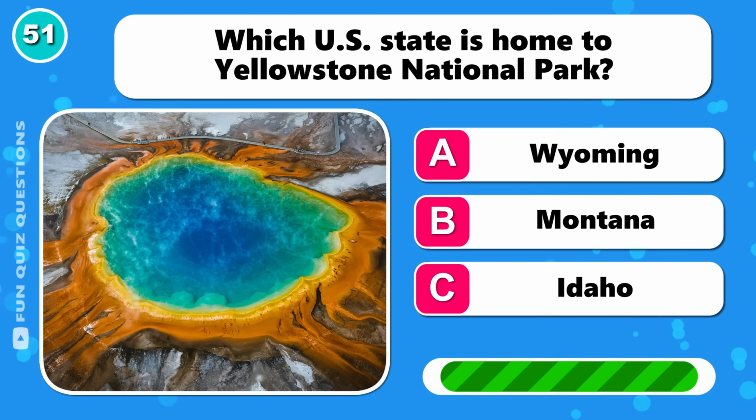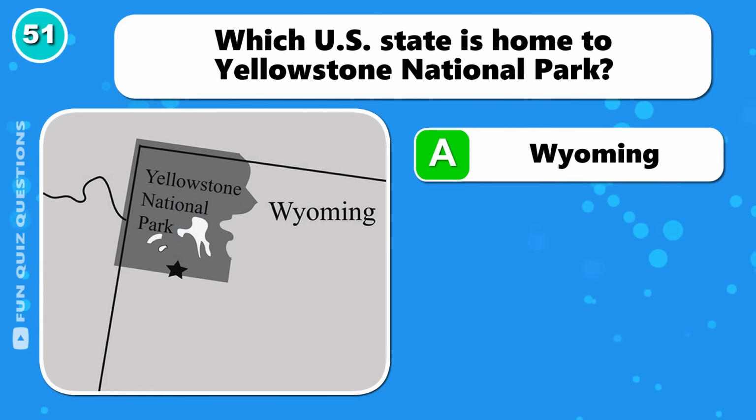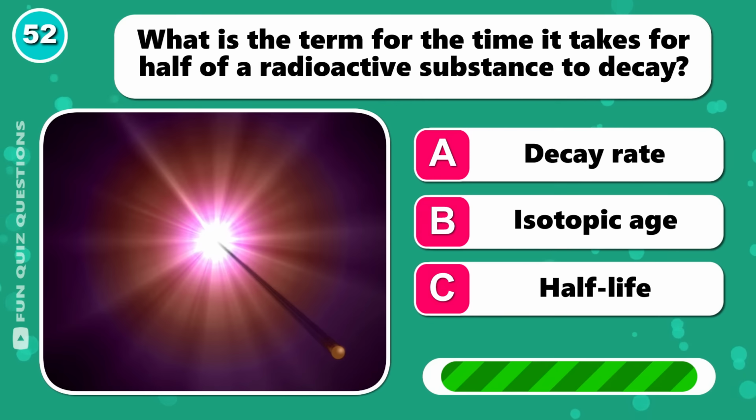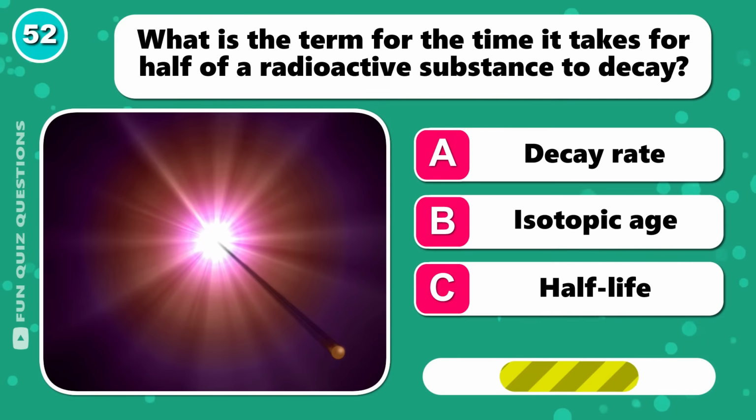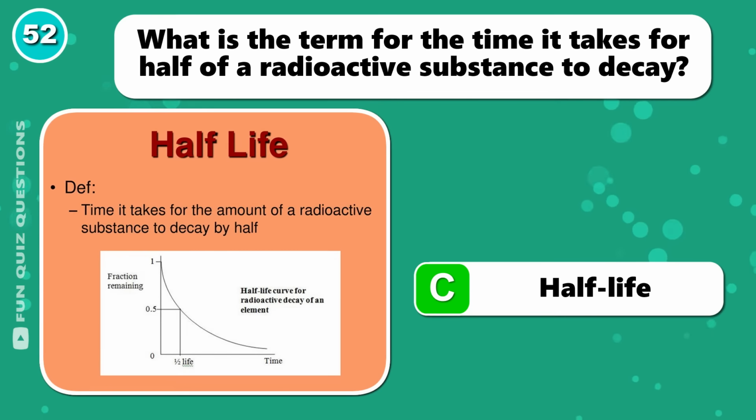Which U.S. state is home to Yellowstone National Park? It's A, Wyoming. What is the term for the time it takes for half of a radioactive substance to decay? Correct, it's C, half-life.